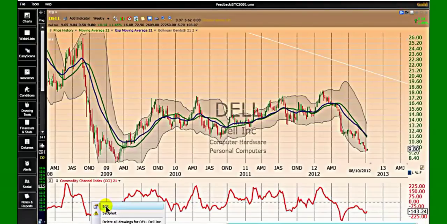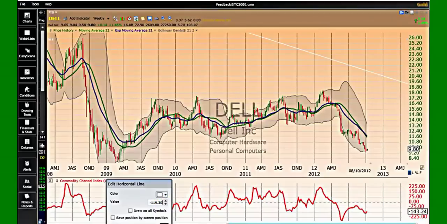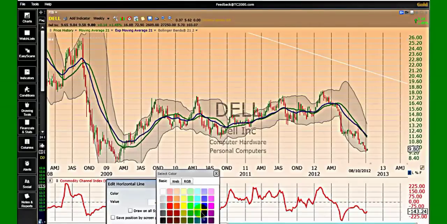I want to draw my minus 100 line on this chart. We are talking about a higher probability trade. We're using the CCI indicator.